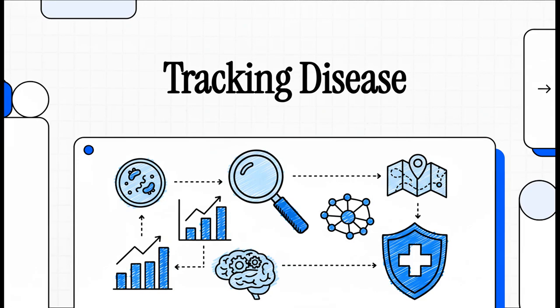So, when a new disease starts to pop up, how do public health officials track it? I mean, we're talking about an invisible enemy. Well, today we're going to open up the Health Detectives Toolkit and look at the real quantitative methods they use to make that invisible enemy visible.